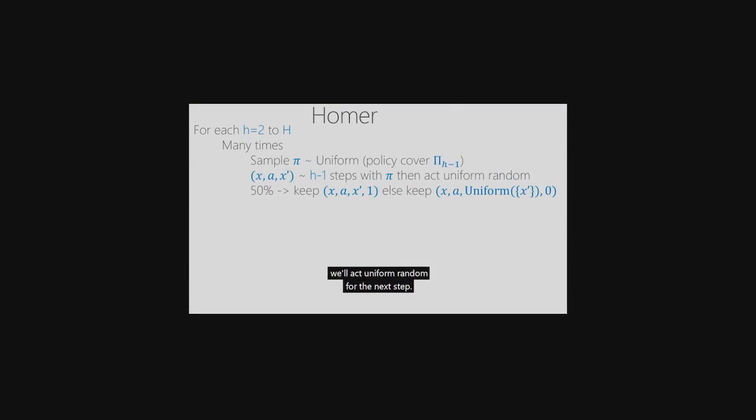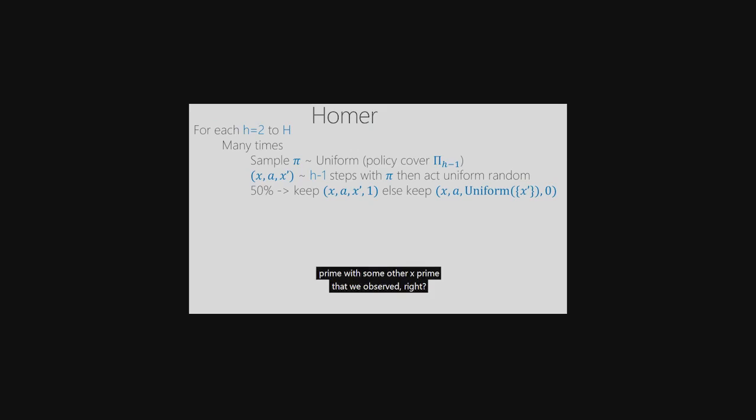So this is after h minus 1 steps, we see x. And then we take an action that's uniform random. And then we see a next observation, x prime. And then what we're going to do is corrupt the data. We're going to, 50% chance, keep what we observe, and with 50% chance, swap x prime with some other x prime that we observed.